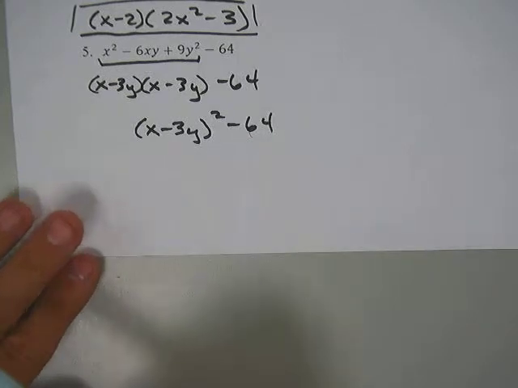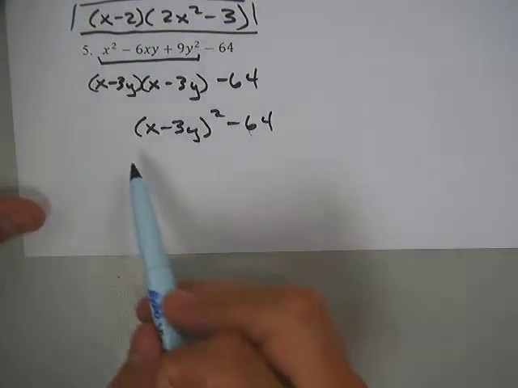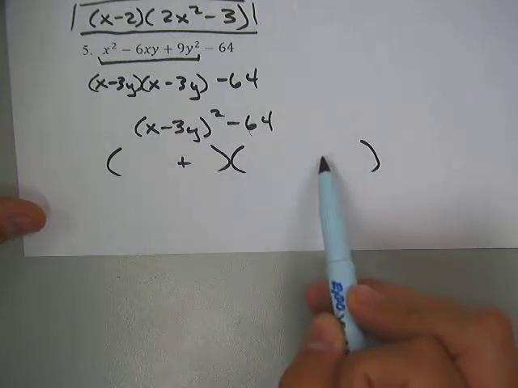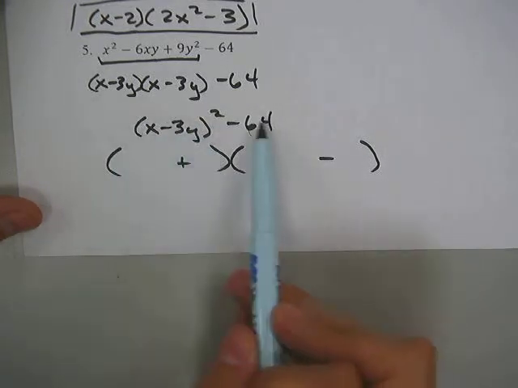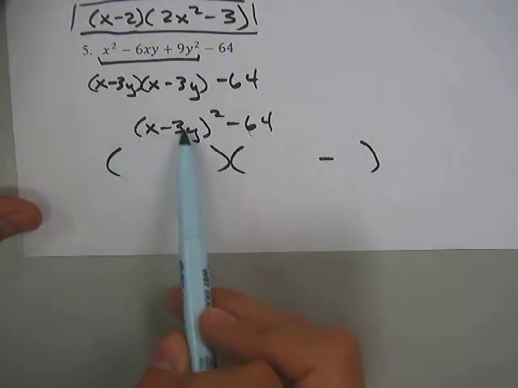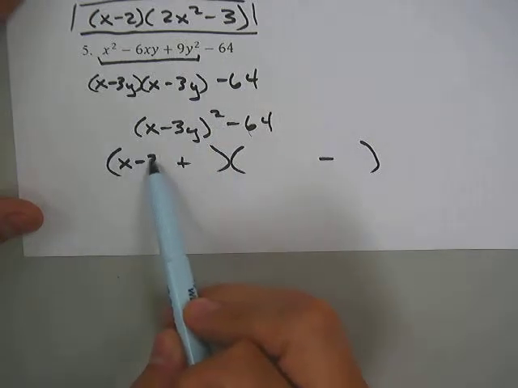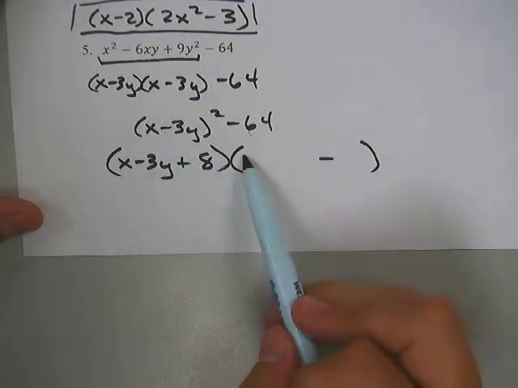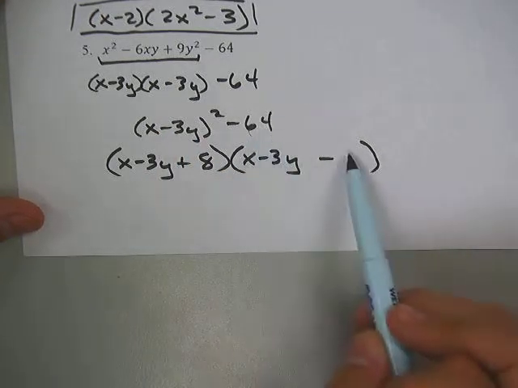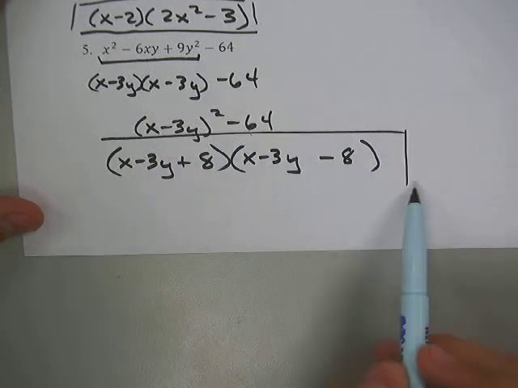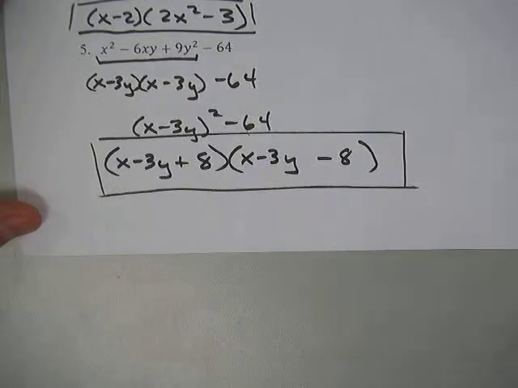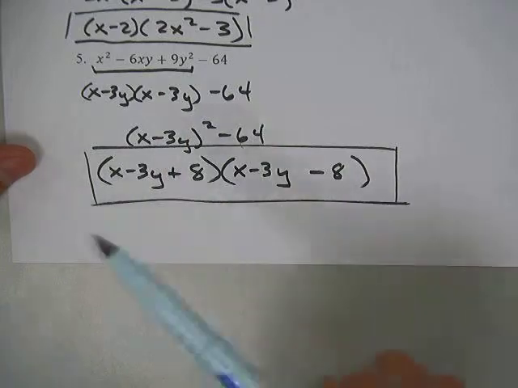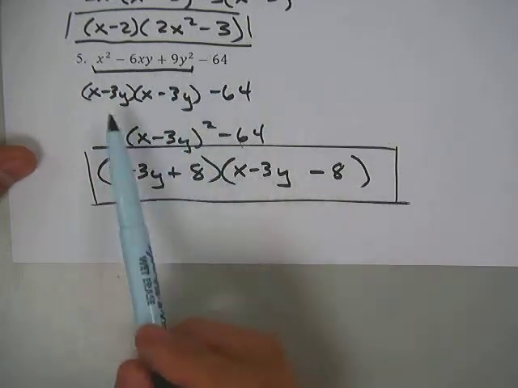Okay, now what do you notice about that? Well, that is a difference of 2 squares. It's a perfect square, and a minus sign. So it's a difference of 2 squares. So I can factor that. So remember, when we factor the difference of 2 squares, one's going to be plus, the other one's going to be minus. And then you're using the square roots of these. So the square root of the quantity x minus 3y squared is just x minus 3y. Square root of 64 is 8. And then the square root of this again is x minus 3y. Square root of this is 8. And there you go. I just factored this.